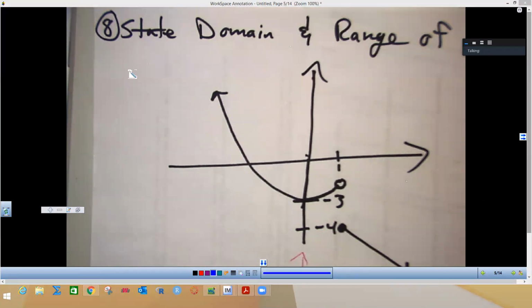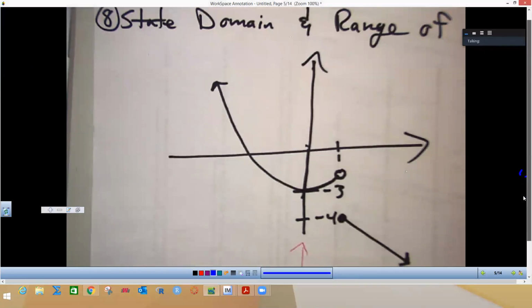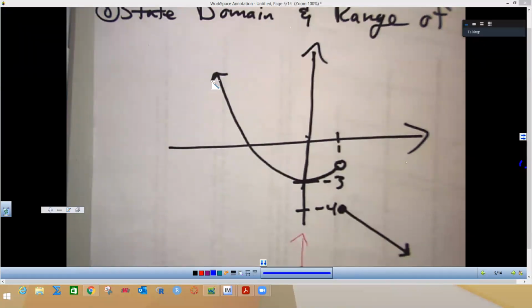Okay, so we want to get the domain and range of this thing. Domain is left to right. This thing is going wider, which means it's going to go out there forever. And this thing keeps going wider that way, which means it's going to go that way forever.